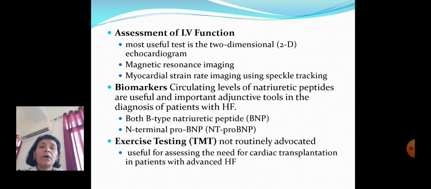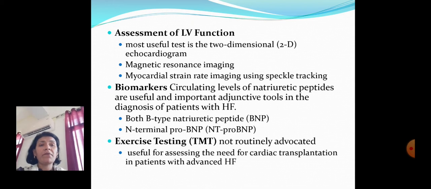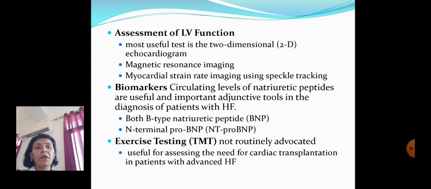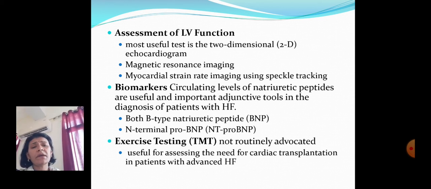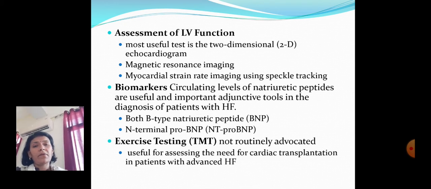Then biomarkers can be screened. Circulating levels of natriuretic peptide are very useful and important adjunctive tools in the diagnosis of patients with heart failure. Both B-type natriuretic peptide and N-terminal pro-BNP are very useful tools in prognosticating and also diagnosing the presence of heart failure or aggravation of the failure.